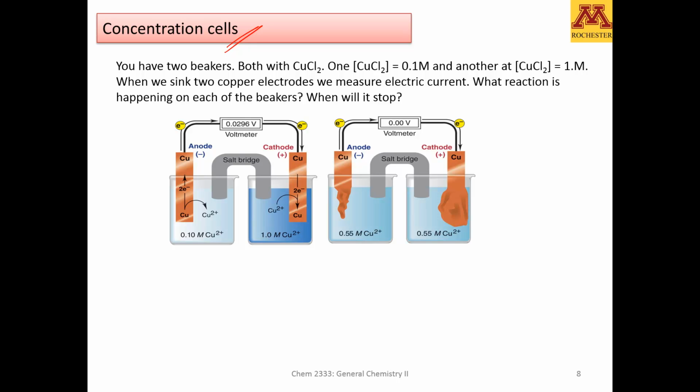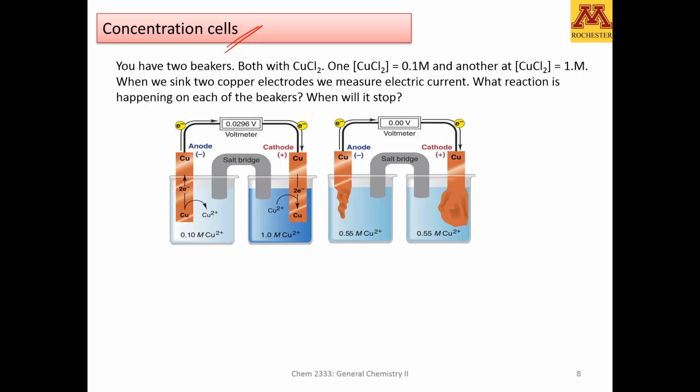Concentration cells are a specific kind of galvanic cell where the reaction in the anode and the reaction in the cathode are the same but reversed. The whole purpose of a concentration cell is to make the concentrations of ions in both solutions, the anode and the cathode, the same. So let me give you an example.